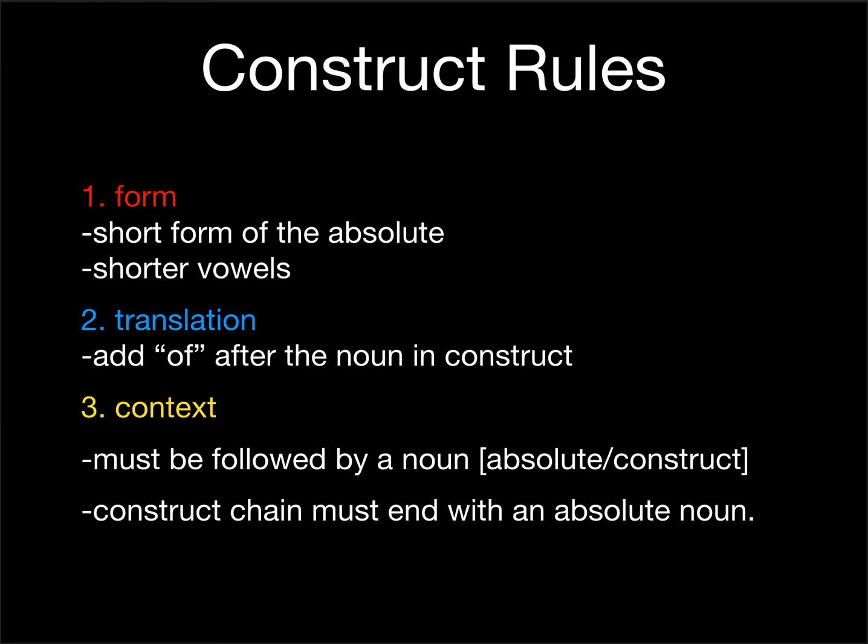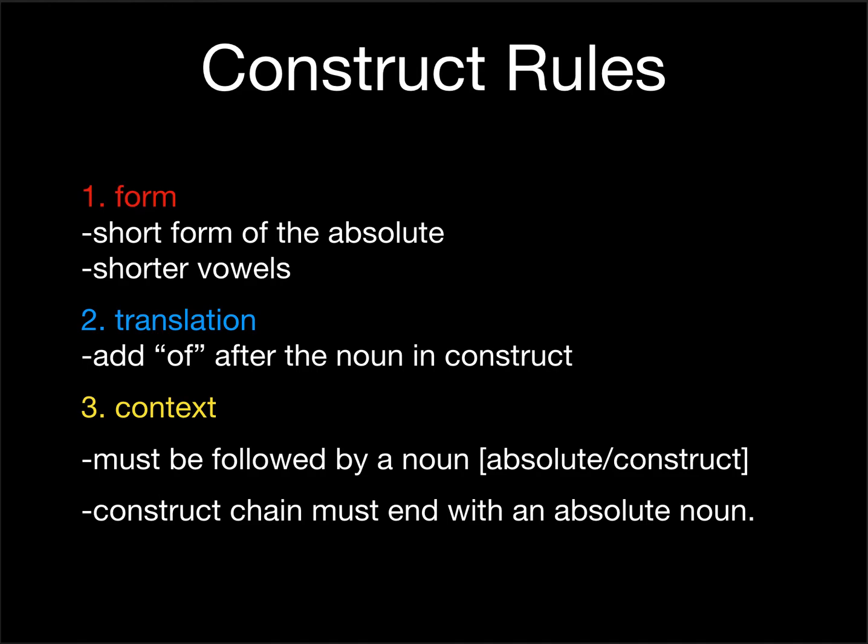Rule number 3, context. Every noun that is in construct must be followed by a noun. Now the second noun may be in absolute or construct, but the original noun in construct had to be followed by another noun. We can have such a thing as a construct chain, and this is basically a unit between the construct and the following noun.